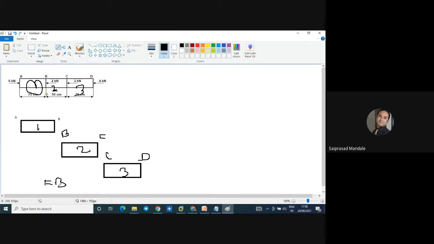This is what your free body diagram is. Now what am I going to do? Now I am going to apply the forces. Here you have to be very careful.